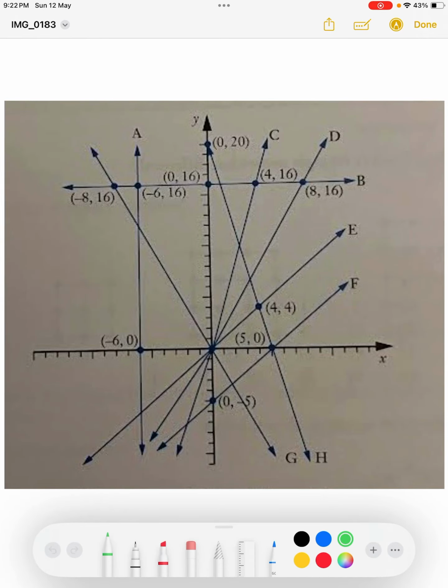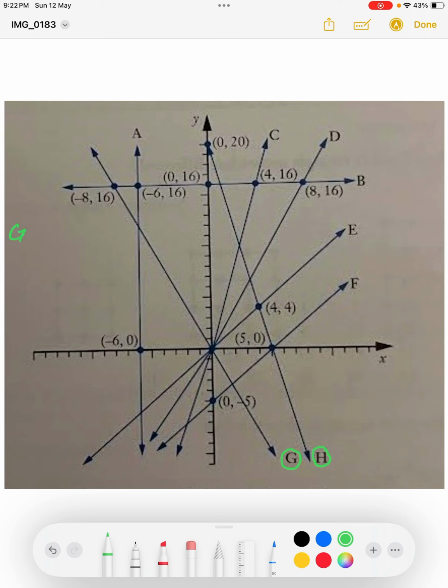I'm going to look at two lines here. Previous questions I've looked at A, B, C, D, E, and F, but this one I'd like to look at the line G, the line H, and I think that's all of them. So let's have a look at line G first.